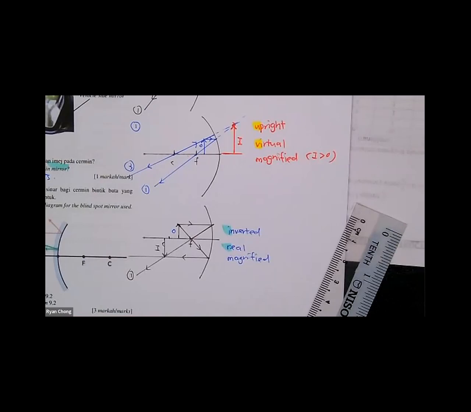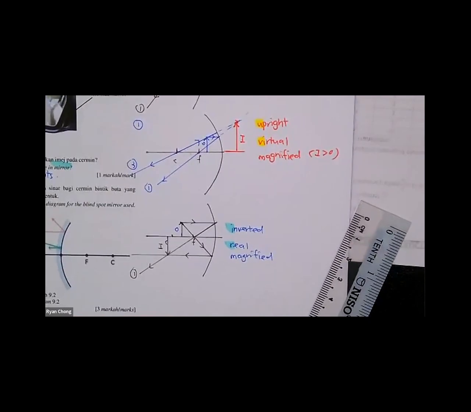So this one is about the concave mirror. Later, I will show you the convex mirror. Convex mirror is quite different from concave, because a concave mirror has 6 different pairs of properties depending on the object distance. But a convex mirror has just one set only. Whatever you do, it will give you the same image properties. That is convex.